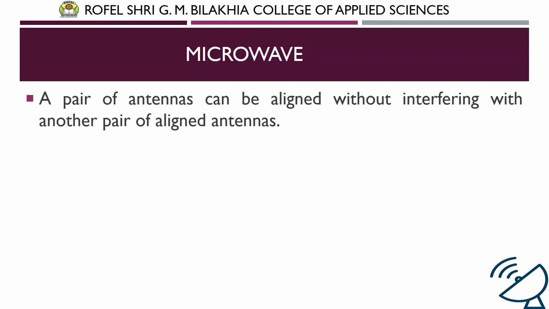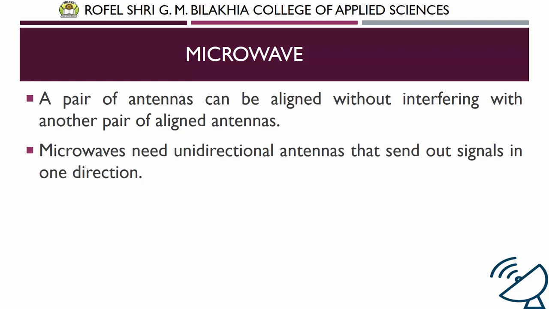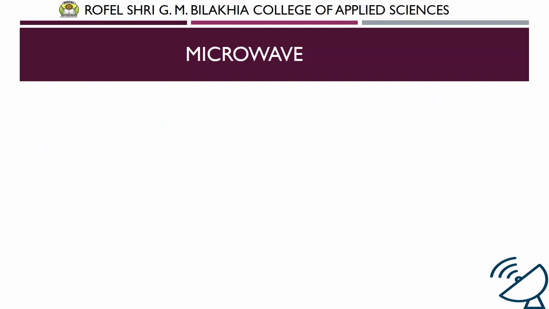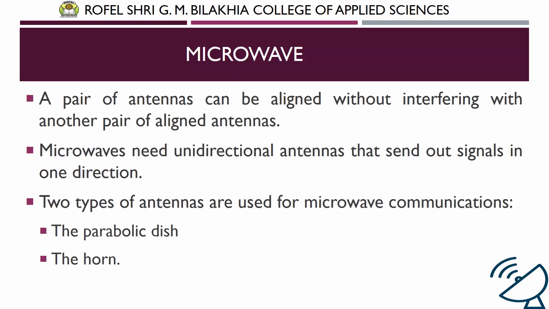And the microwave need unidirectional antenna that send out signals in one directional. Like ek directional mein signal send kare, aisa ek antenna hona chahiye. So in these microwaves, there are two types of antenna are used. First one is parabolic dish and second one is horn. Now let me explain what is horn and what is parabolic dish.